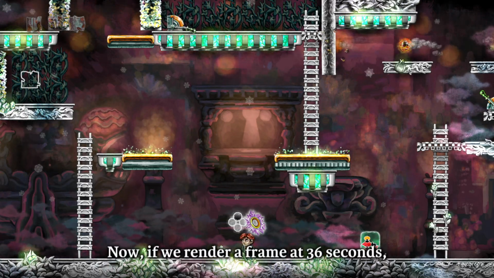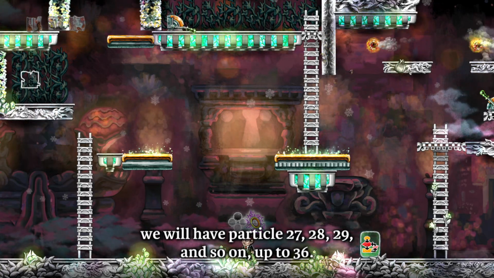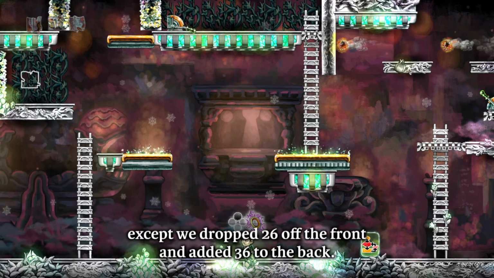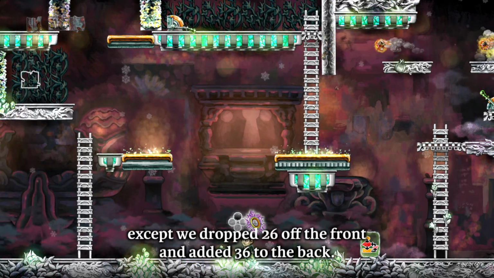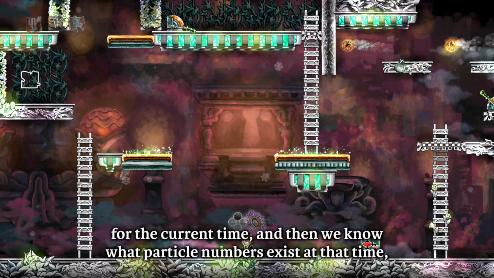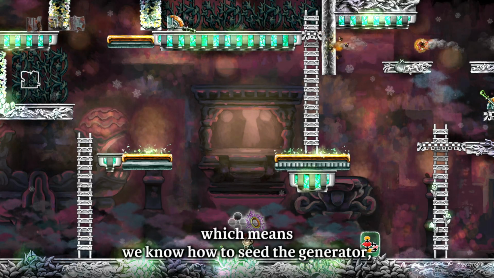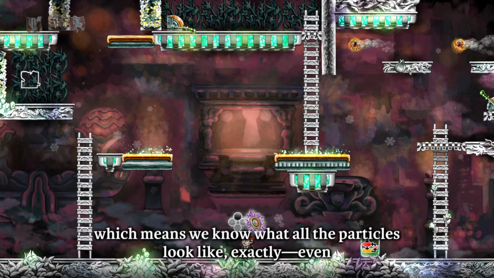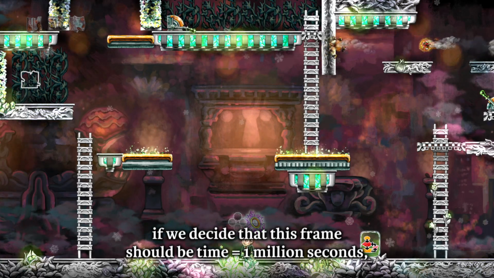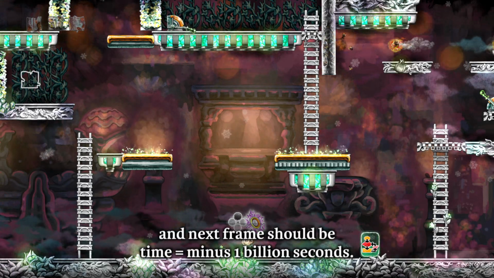Now if we render a frame at 36 seconds, we will have particle 27, 28, 29, and so on up to 36. And these will all be the same ones as the previous list, except we dropped 26 off the front and added 36 to the back. This strange setup allows us to pick any number whatsoever for the current time. And then we know what particle numbers exist at that time, which means we know how to seed the generator, which means we know what all the particles look like exactly, even if we decide that this frame should be time equals 1 million seconds, and next frame should be time equals minus 1 billion seconds.